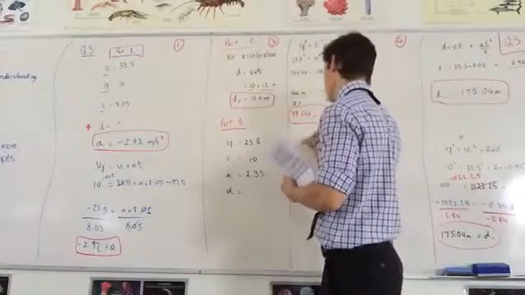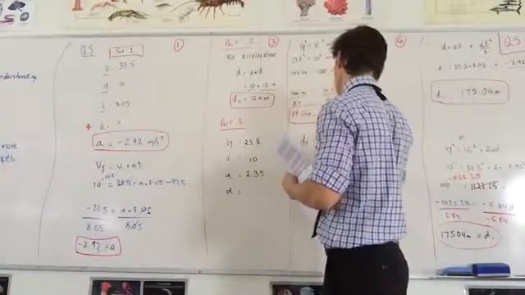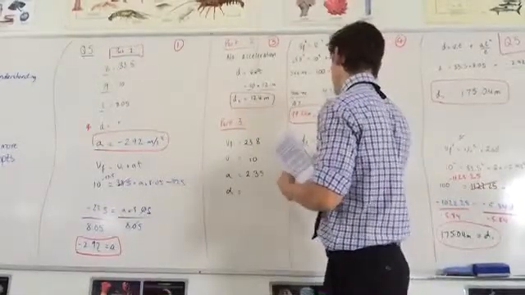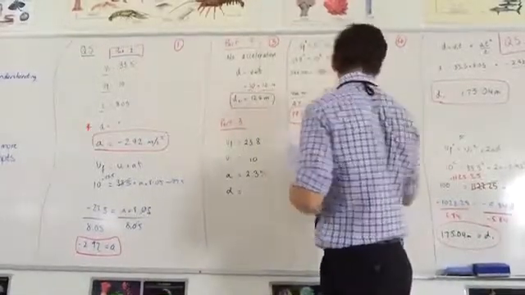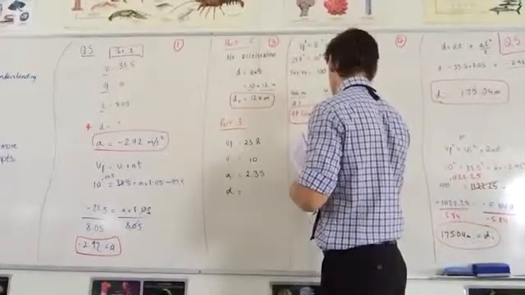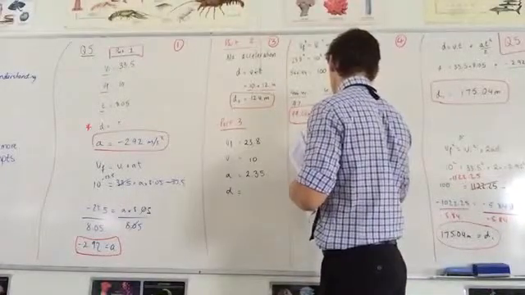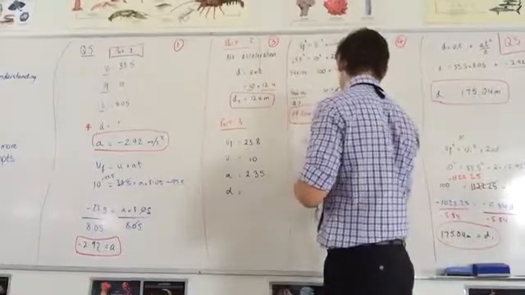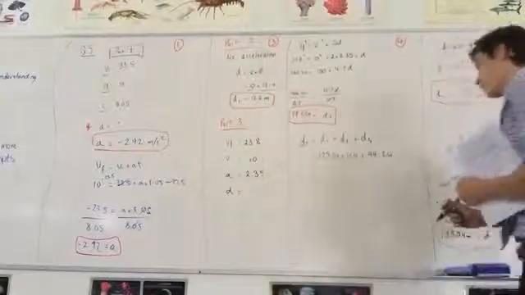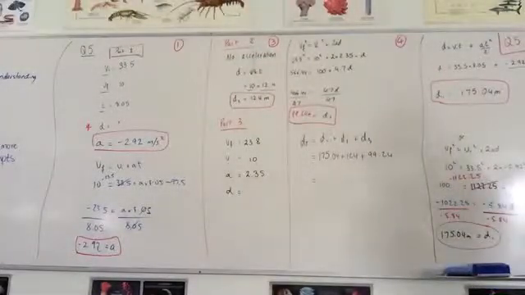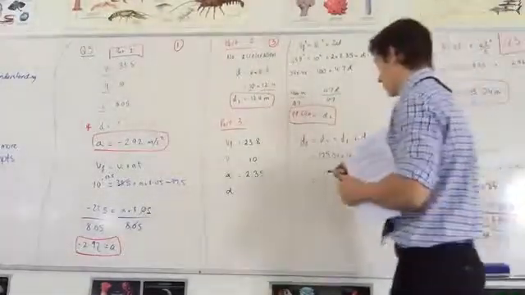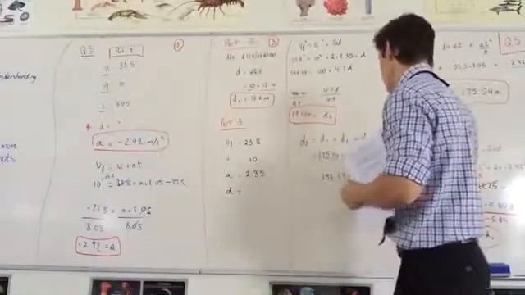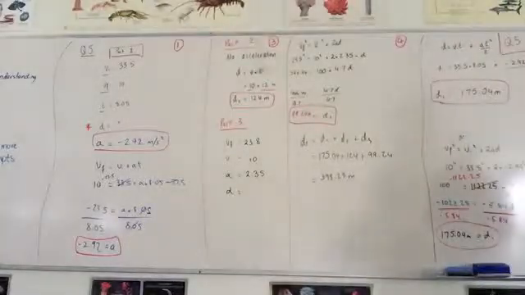The question says, what was his total distance or displacement? So D total equals D1 plus D2 plus D3. We sub in D1 as 175.04 plus 124 plus 99.24, and we get, what do we get? 300.28. Perfect. Metres.